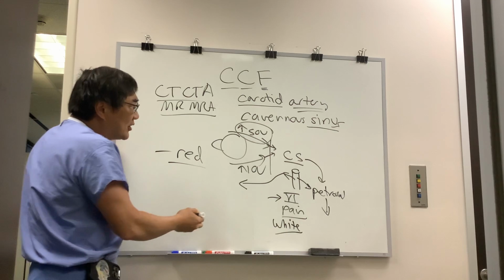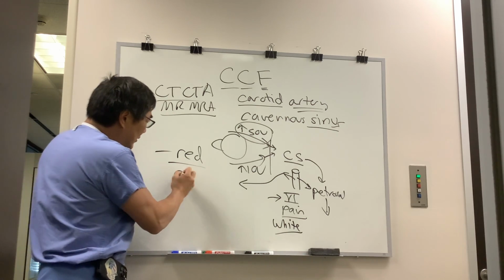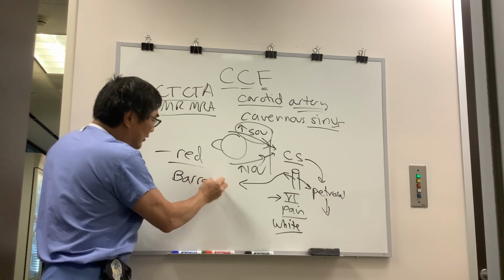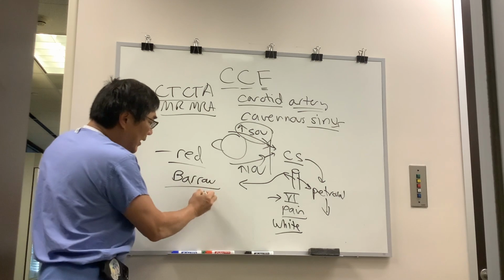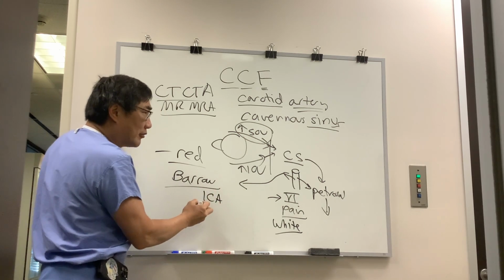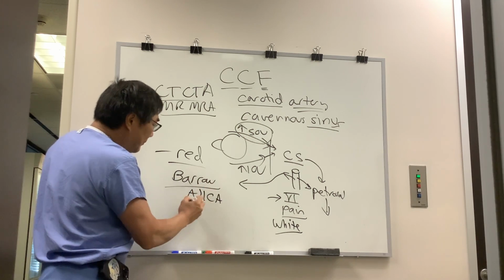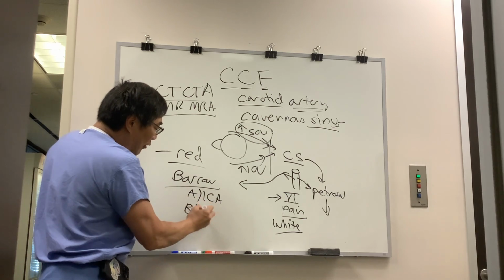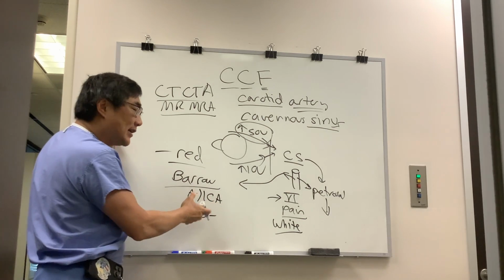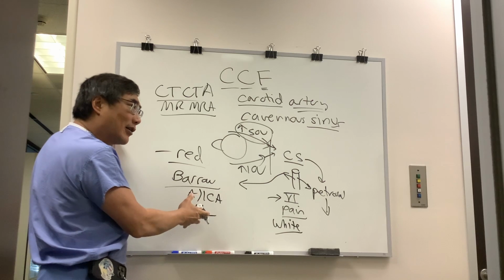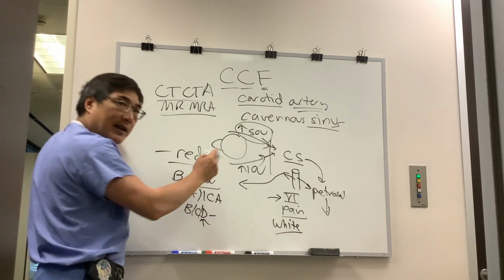There's a classification system for the carotid cavernous fistulas. The Barrow classification tells us where the blood flow is coming from. If it's a direct fistula from the internal carotid artery, that's a type A fistula. If it's a B, C, or D, these are low flow fistulas from branches of the external and internal carotid artery, or both if it's a Barrow D.